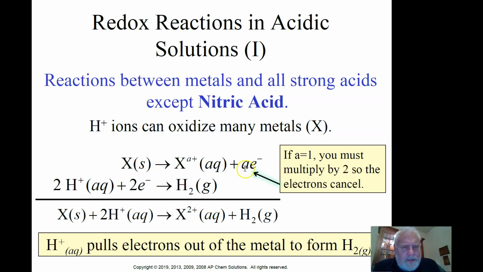But if you have a situation where A equals 1, you would have to multiply this all through. But in this case, they said let's take one that has a +2 charge, so that all balances out nicely, and you have the 2 electrons that were gained over here. This would be 2 because of the +2 charge there. So then those electrons will cancel out nicely. So hydrogen pulls electrons out of the metal, all right, to form hydrogen gas. You can think of it as being that way. And that's what's going on right here. Okay, so this is an oxidation or a loss of electrons. So the metal is getting the electrons pulled away from it.